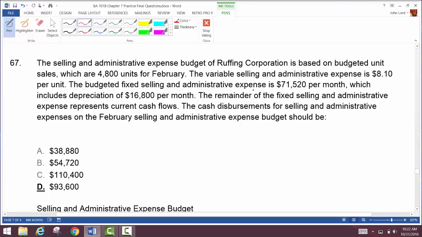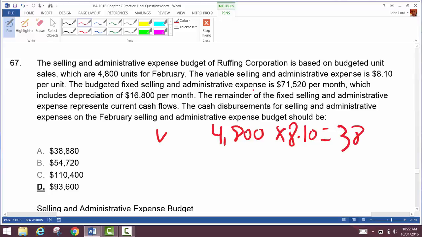So they tell us it's 4,800 units? Yeah. Okay. And then it also tells us that we have a variable expense for selling and administrative at $8.10 per unit. Okay, so you want to multiply that times 4,800 then? Yeah. Okay, good. Then that gives us our variable expense of 38,880, you say? Yeah. Okay.